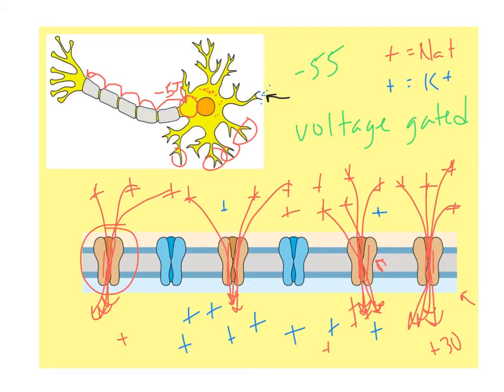to the axon terminals. Now, to return it to its resting membrane potential, when it reaches this positive 30, that triggers these voltage-gated potassium channels to open.